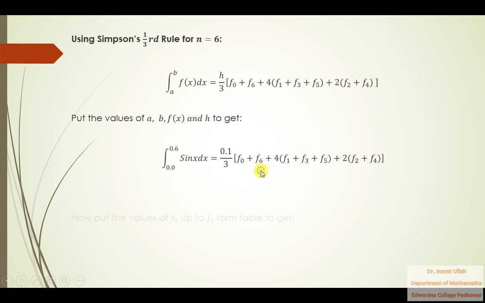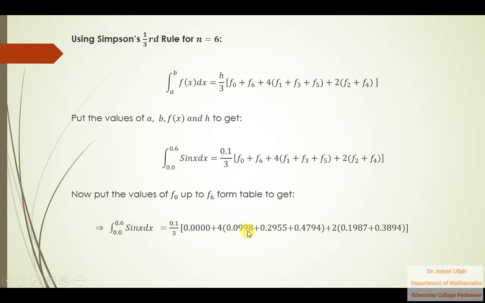Now in this formula we need to put f0, f1, f3, f5, f2, f4 and f6 from the table to get this equation. We have replaced f0 by this number, and f6, the last value, is not entered here, so we need to enter the last value. Here we are, we have entered the last value of the function f6, which is 0.5646, and then 4 times f1, f3 from the table, f5, f2 and f4.